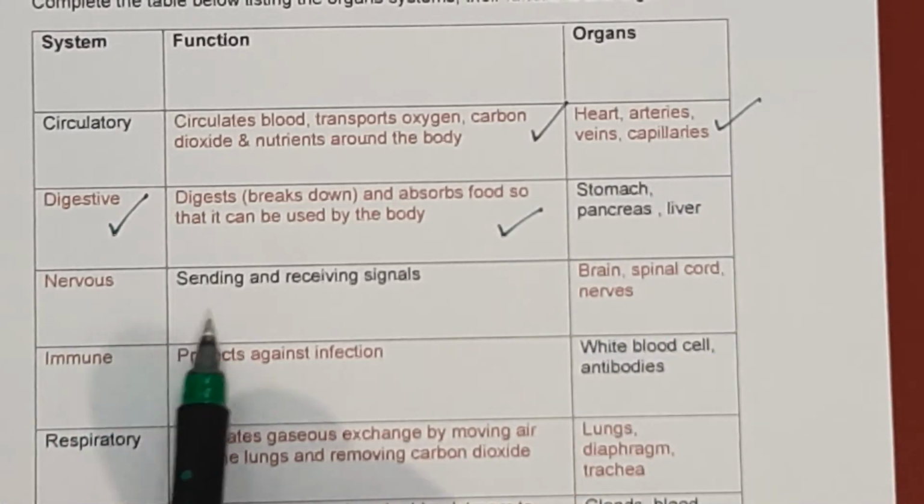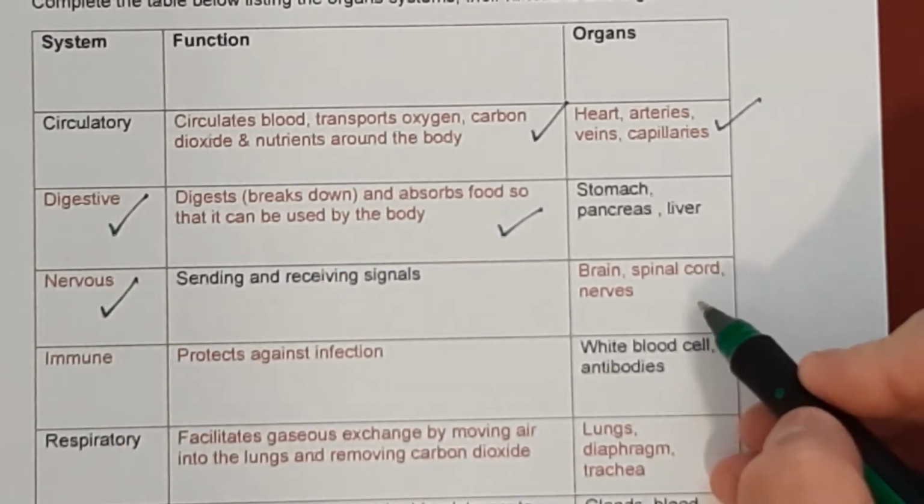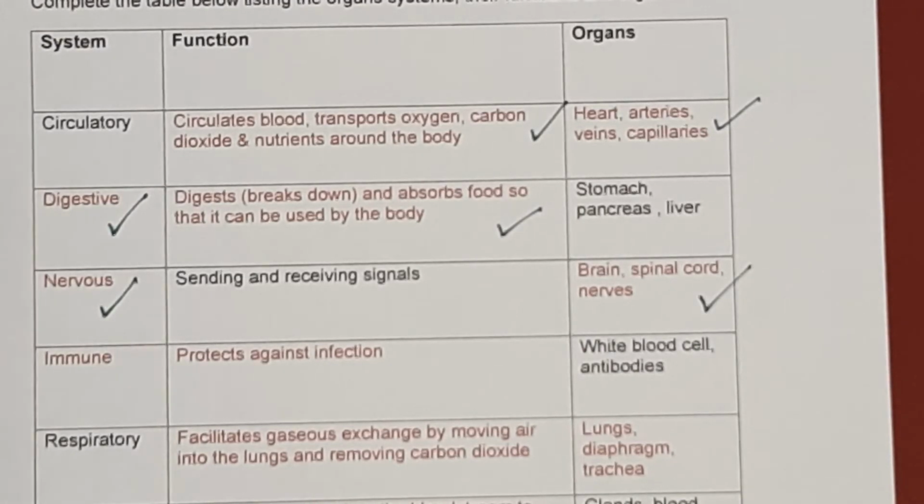Then the system that sends and receives signals is the nervous system, and it includes the brain, spinal cord and nerves. Make sure you've written those all down. You can mark it if you've written one, but please do write the others as well. So the system that is made up of white blood cells and antibodies is the immune system, and it protects against infection.